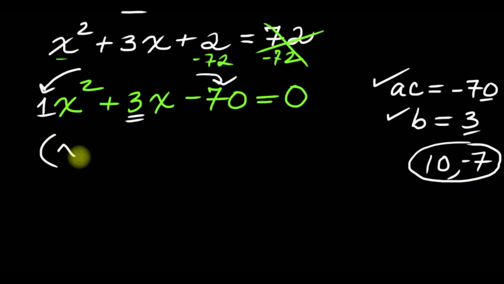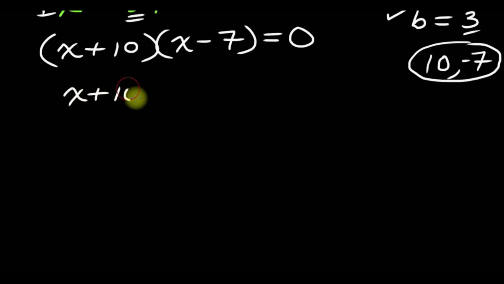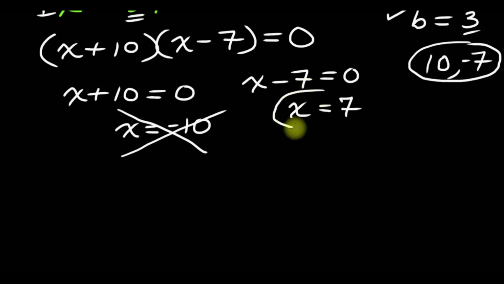So now we can use those two numbers and put it in factored form. x plus 10 times x minus 7 is 0. So x plus 10 is 0, and x minus 7 is 0. This is going to give me negative 10, and this is going to give me positive 7. This one is no good because we are looking for consecutive positive integers. Negative 10 is a negative integer, so the only number that's going to work for this situation is 7.